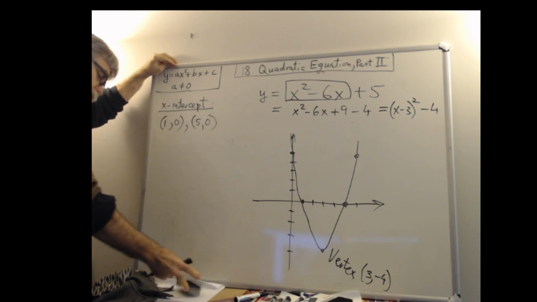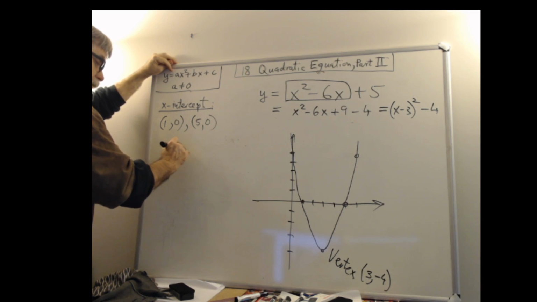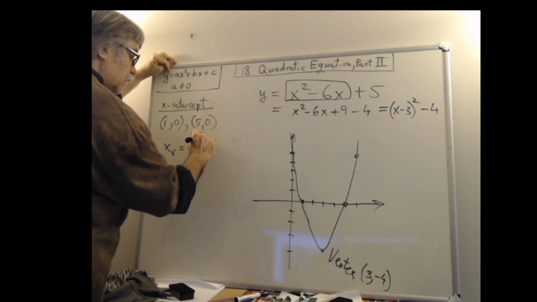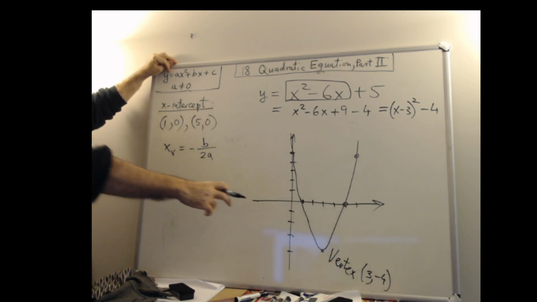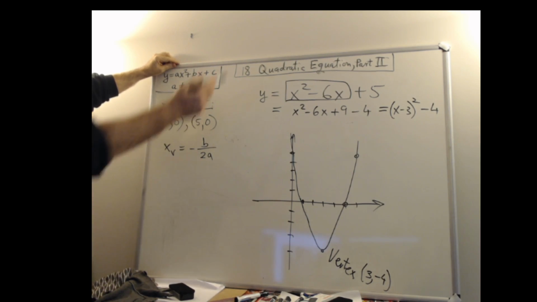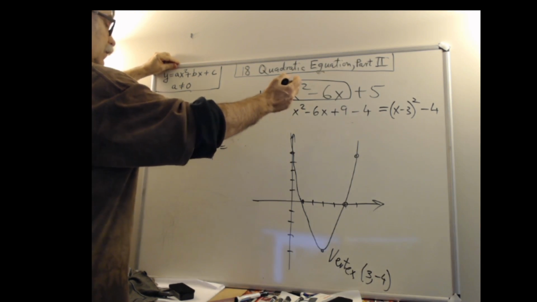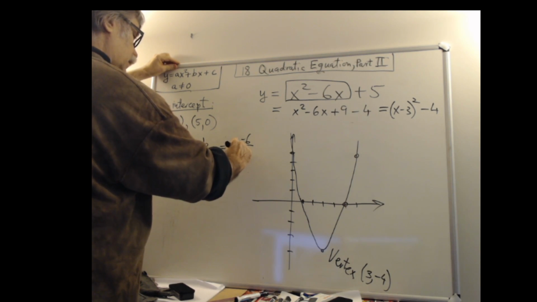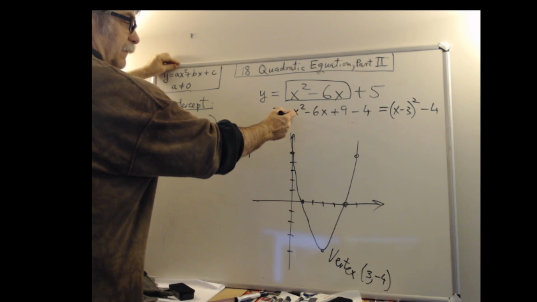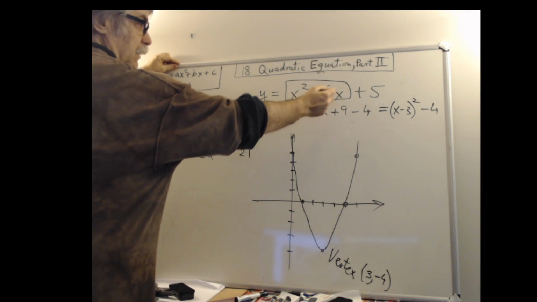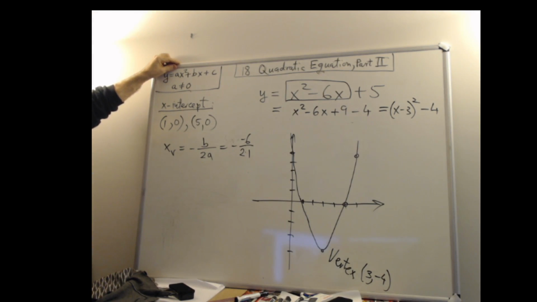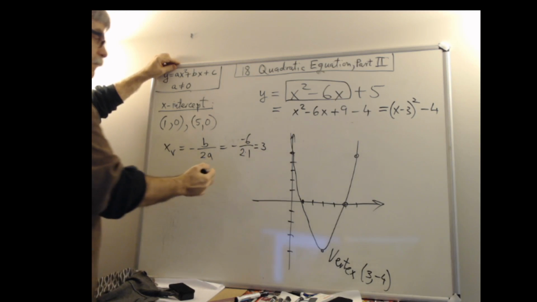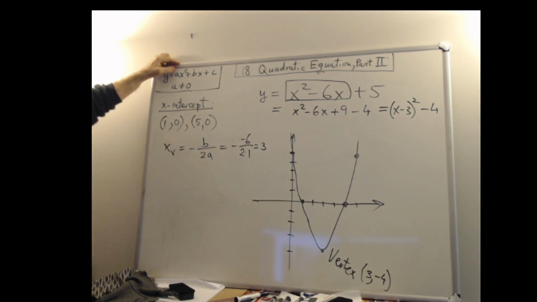In other words, the x of the vertex has a formula. It's negative b over 2a. You can work this 3 out that way. So in our case, there would be negative of negative 6, over 2 times 1, because a is 1. 1, negative 6, 5. And this is, of course, 3. Positive 6 divided by 2.